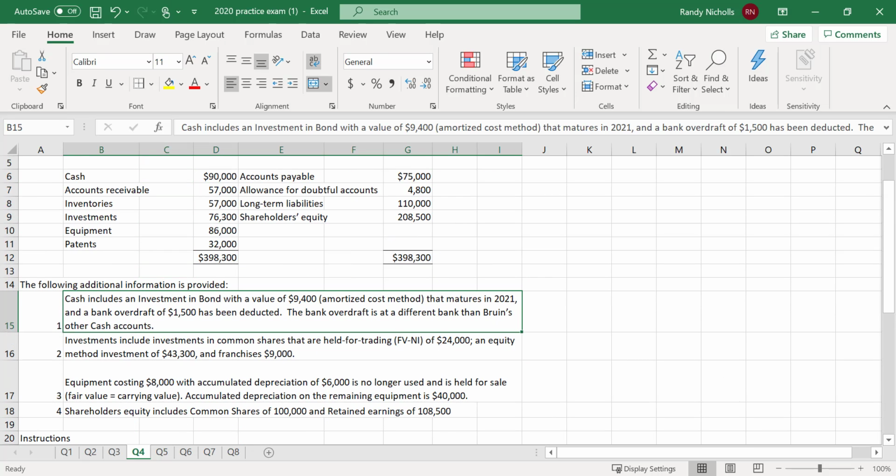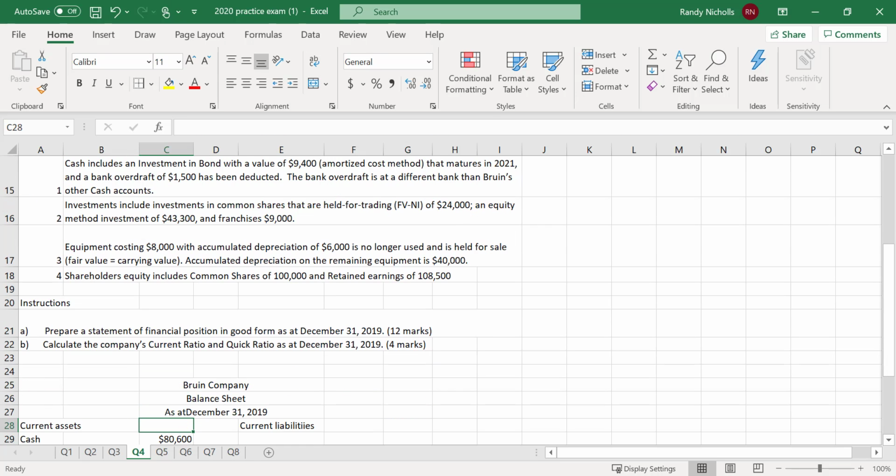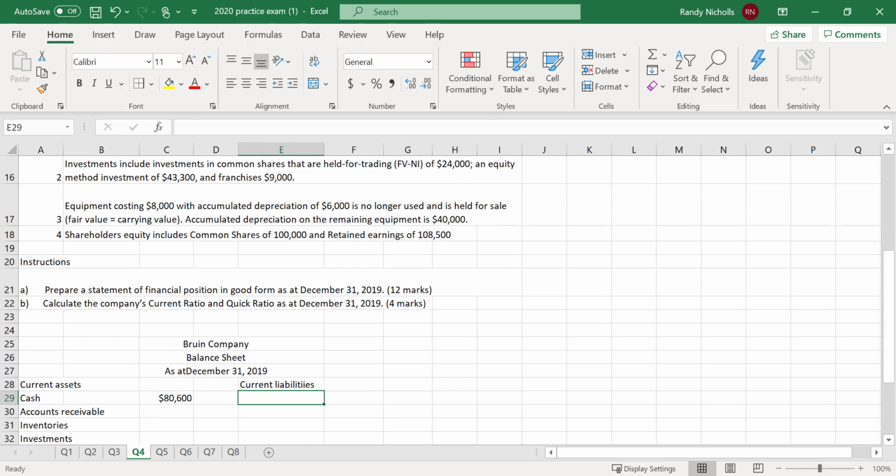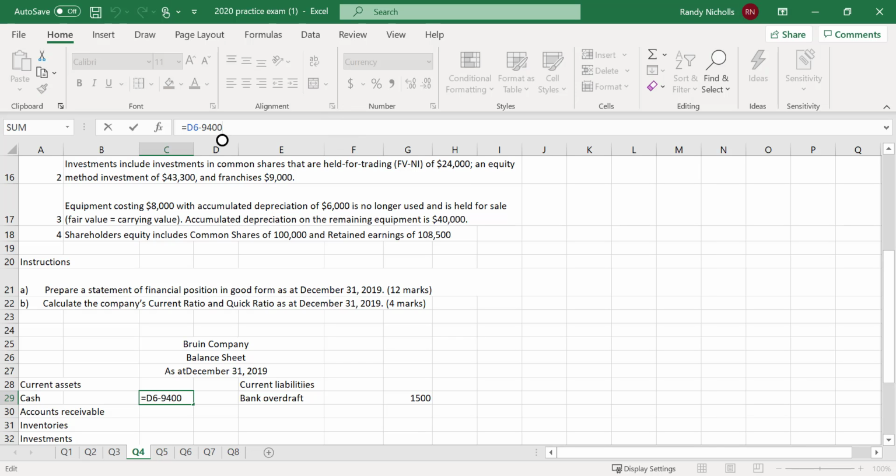And a bank overdraft of $1,500 has been deducted. The bank overdraft is at a different bank than Bruin's other cash accounts. So we saw that in a question in class. That's a liability. If it's at a different bank, I owe someone else money. And then just watch the signs. Do I have to add or subtract that 1,500? And the correct answer is add it. Because essentially I've taken a minus 15 out of here. This would be a good way to do your whole balance sheet and be out of balance by $3,000 at the end.